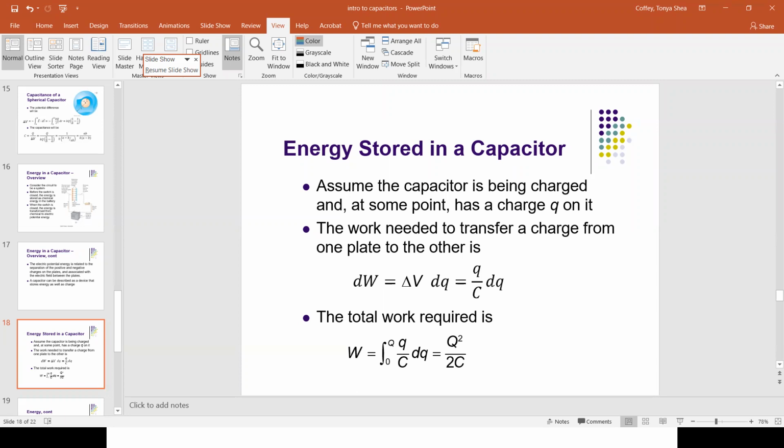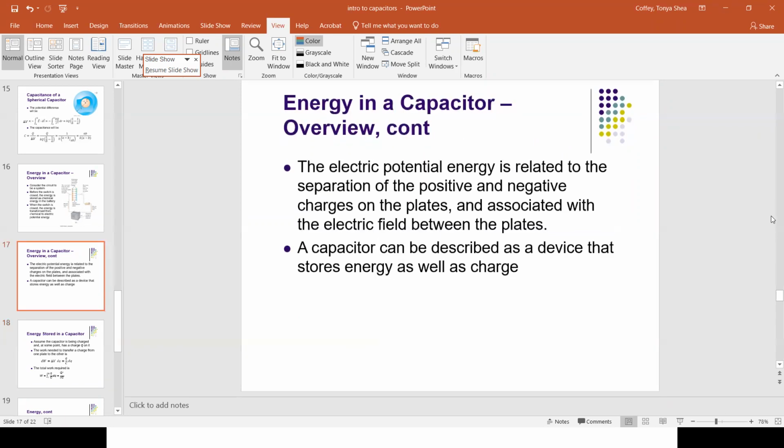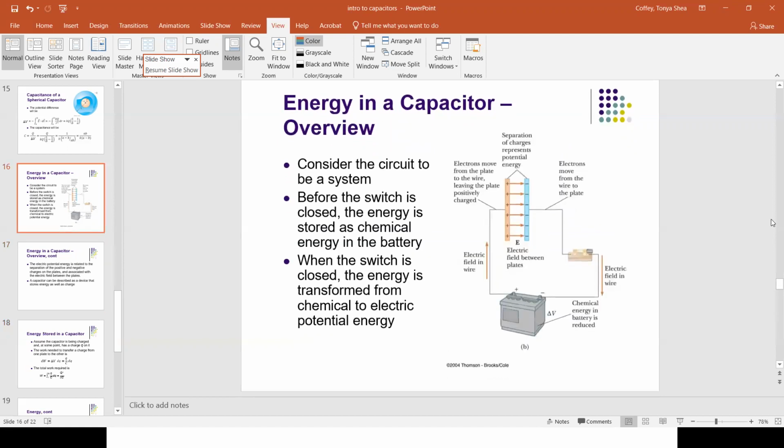Now, 1 over C would pull out up front as a constant, and when you integrate little q dq, you get 1/2 Q squared. And then evaluated from 0 to big Q, you'd end up with big Q squared over 2C. And that would be the total work required to transfer an amount of charge big Q from one plate to the other plate in our simplified little circuit that we showed here a second ago, okay?